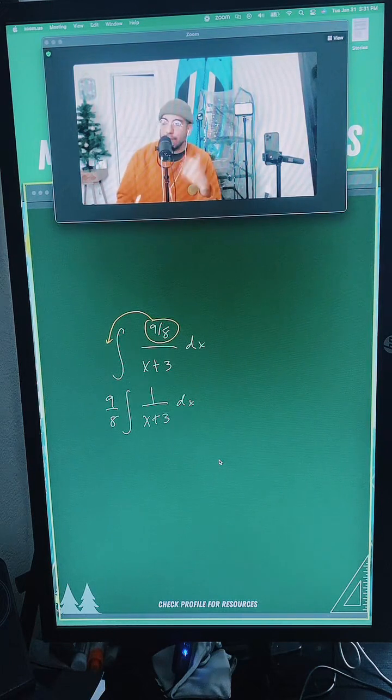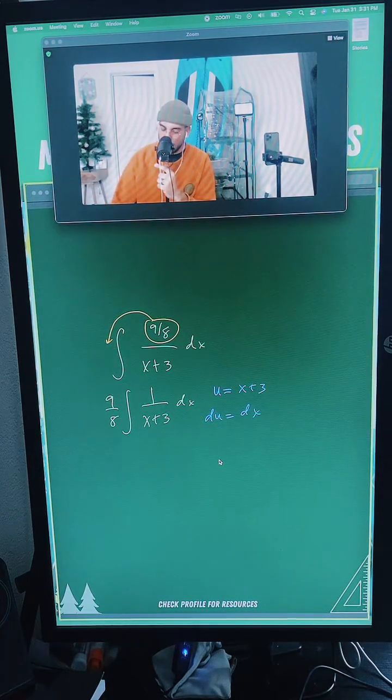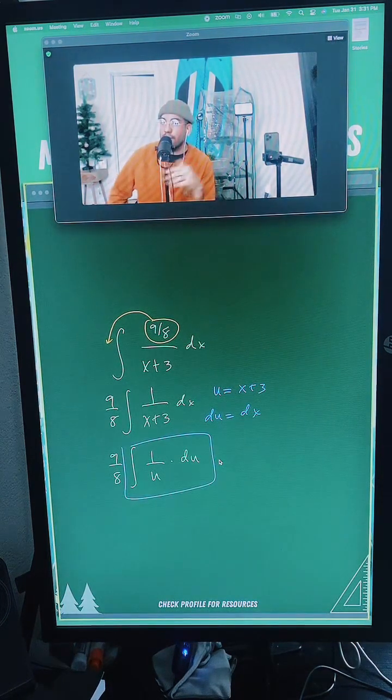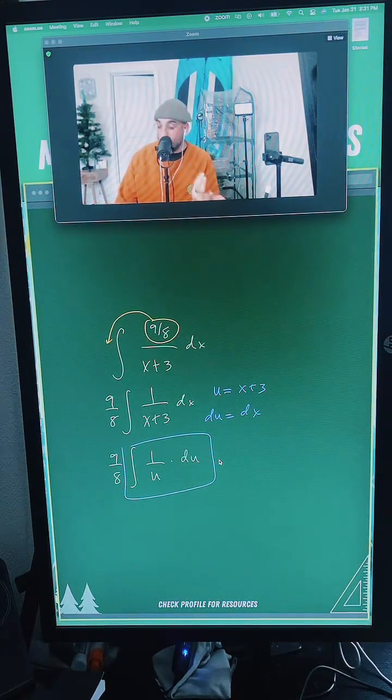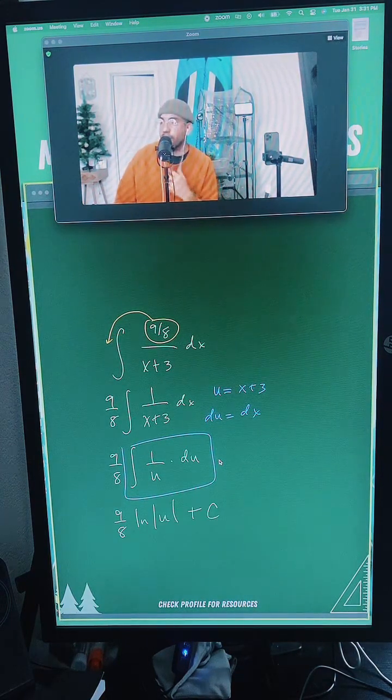And then what I'm really doing, because this answer is pretty simple, u was equal to x plus 3. So then du is just equal to dx. And now you have 9/8 integral of 1 over u times du. And this integral here is a very fundamental integral that's equal to natural log of the absolute value of u. And then, of course, I have the plus c.